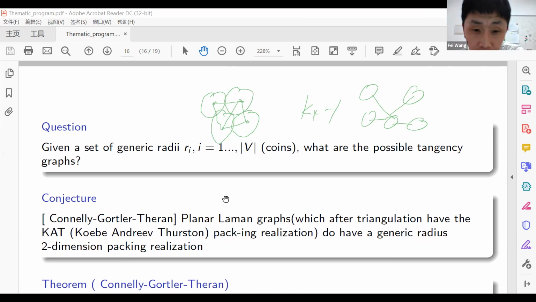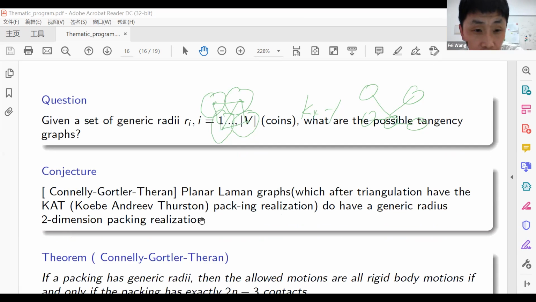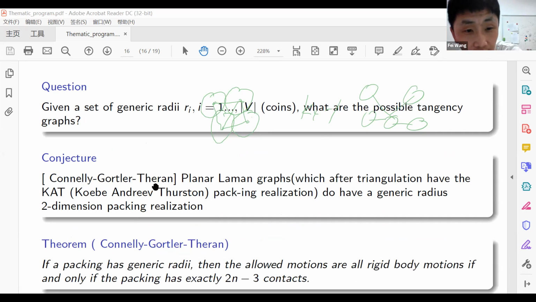then the contact tangency graph is a planar Laman graph, and this theorem is conjectured by Connelly, Gortler, and Thurston, which says that any planar Laman graph which after triangulation has this KAT packing does have a generic radius two-dimensional packing.